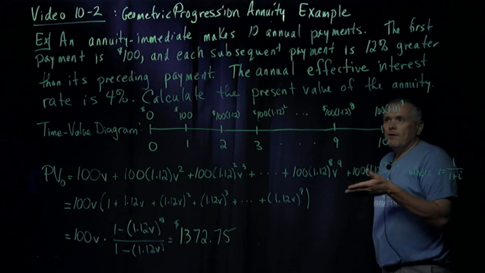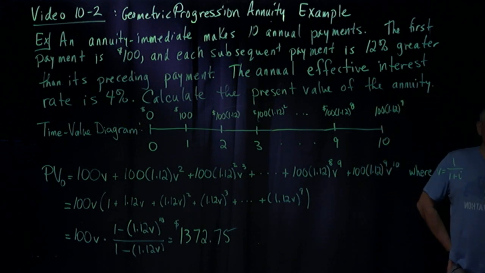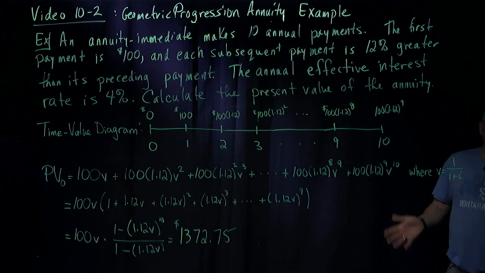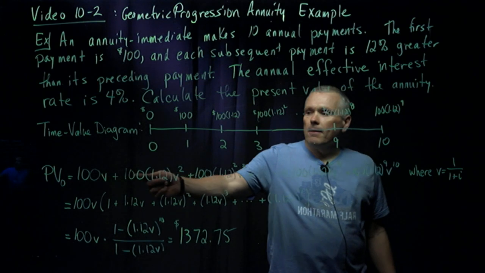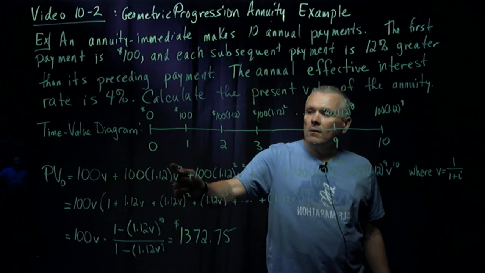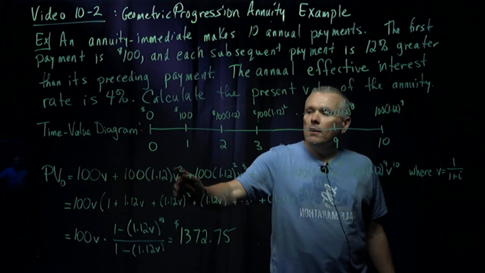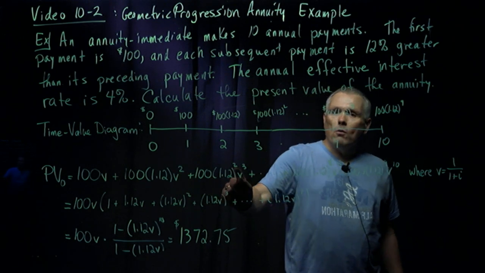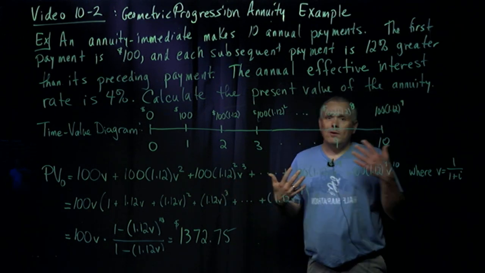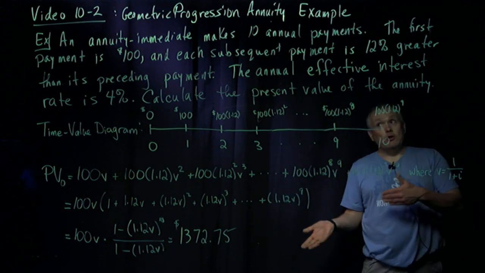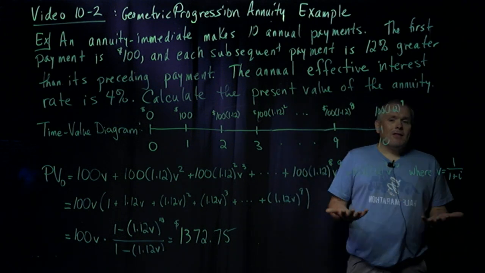Notice that in the previous video, when we were looking at the geometric series, geometric sum, if you will, those exponents matched up nicely. In this case, though, they don't. Notice that the exponent on the 1.12 here is always 1 less than the exponent on the v. And that's because, again, in this case, we're doing an immediate annuity rather than a due annuity. But the concept is the same.